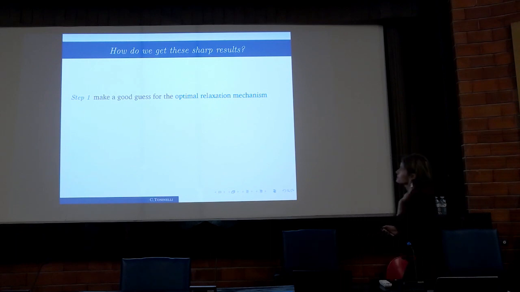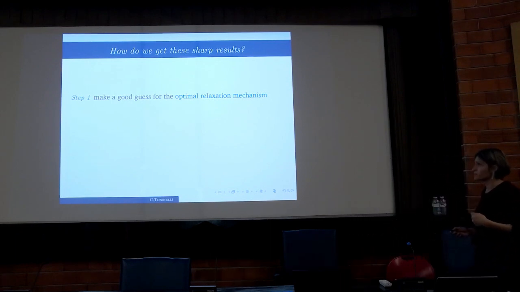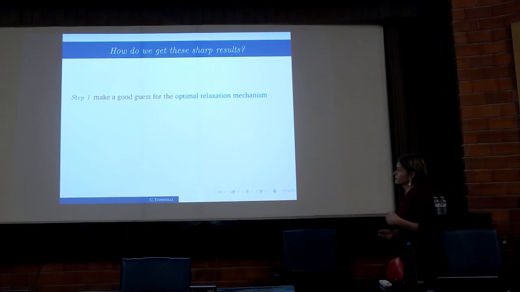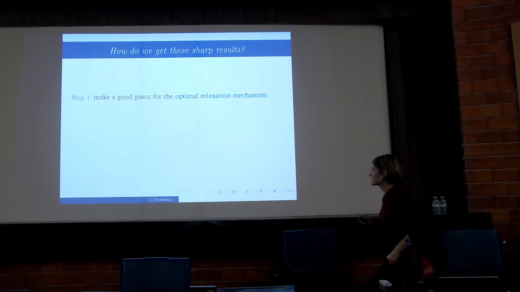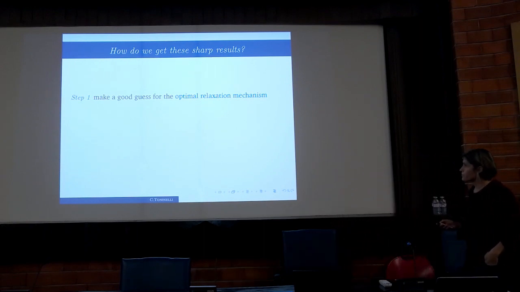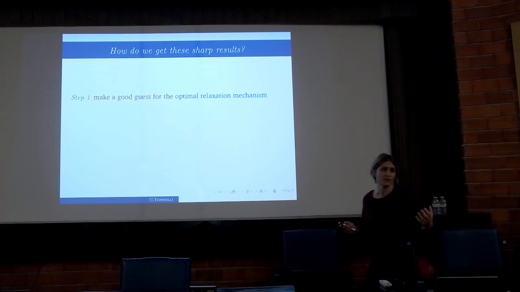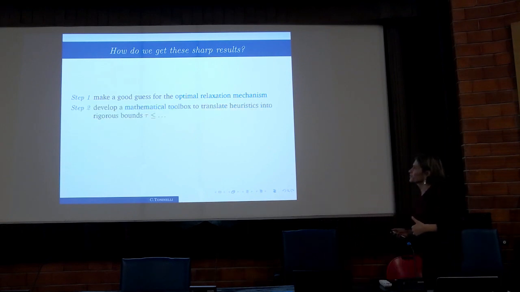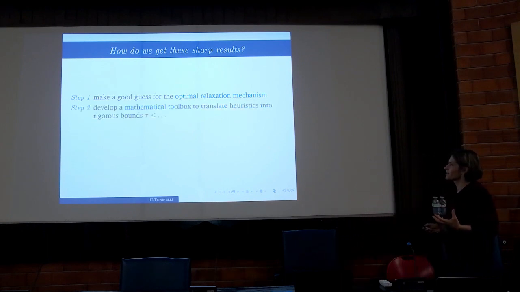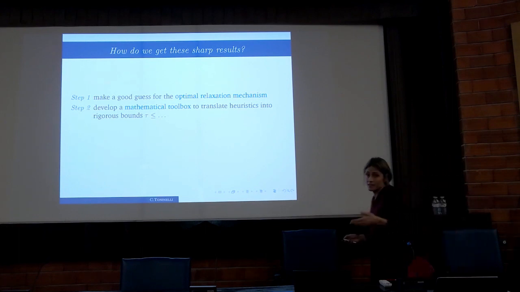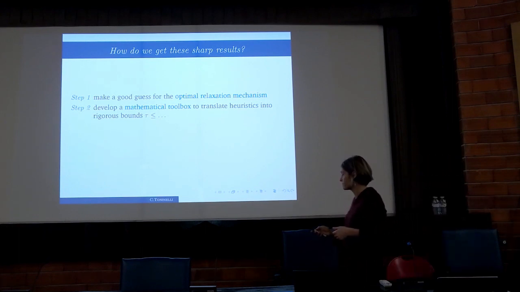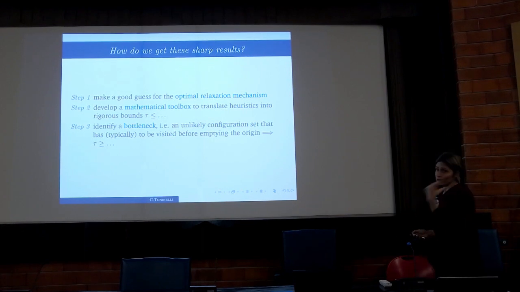I wanted to sketch the ideas behind proving this result in a very high-level heuristic way. The first step will be to make a good guess of which is the optimal relaxation mechanism in the low-density regime. The second one will be, once we guess this mechanism, to develop a toolbox to translate these heuristics into a rigorous upper bound for this heating time, the heating time of the event the origin is empty. And then we need also a lower bound.